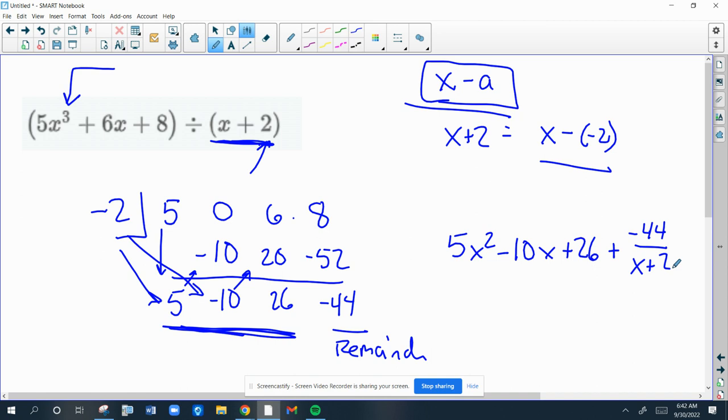And that is how you do synthetic division. It's very simple.